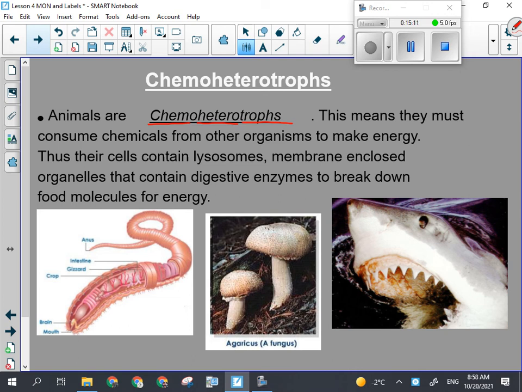All right, so for all chemoheterotrophs, their cells contain lysosomes. That is, membrane-enclosed organelles that contain digestive enzymes.